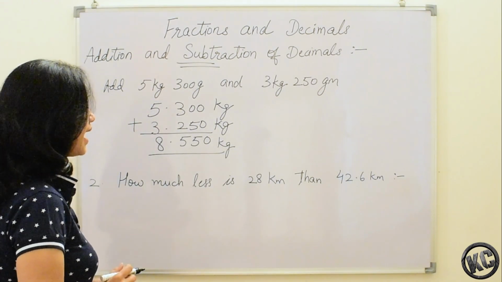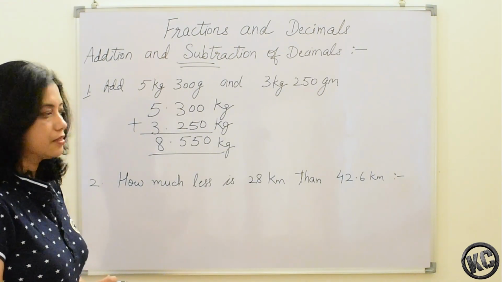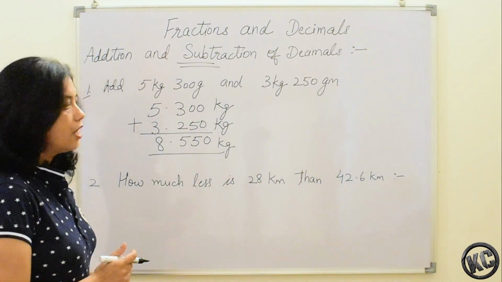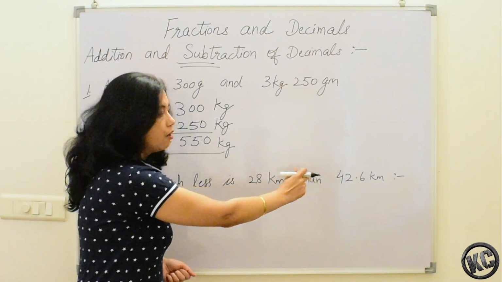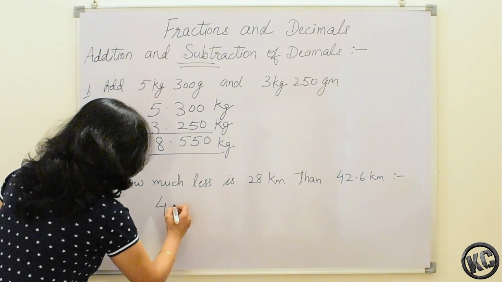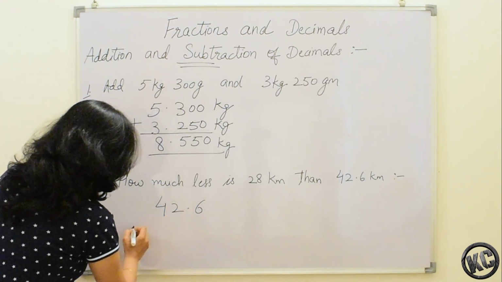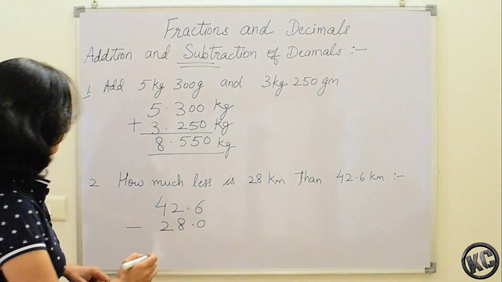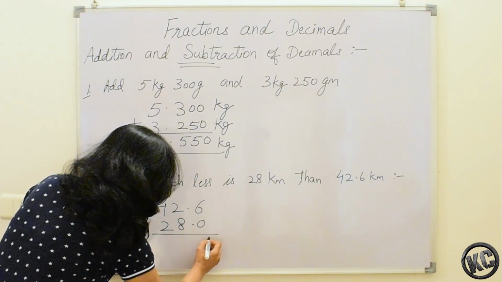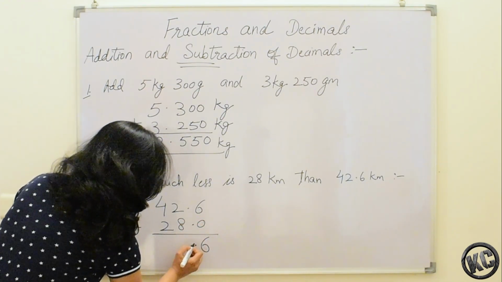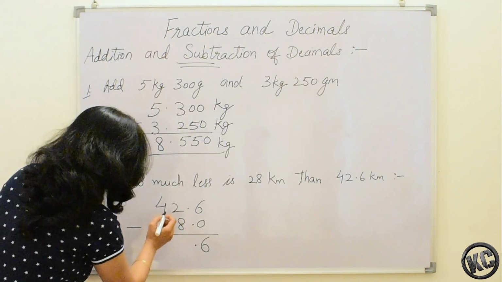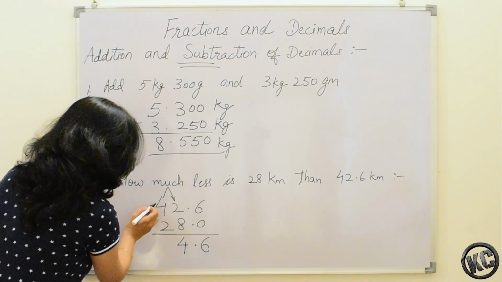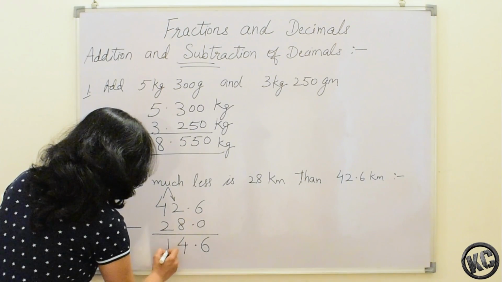How much less is 28 kilometers than 42.6 kilometers? So we have to see what is the difference between them. How much is this much less from this? What we will do? We will subtract them. Subtract 28, we can write like this, 28.0. Now we will subtract them. 6 minus 0, write the point below the point. They should be in one line. Now we will carry 1 here. This becomes 12 minus 8 is 4. Here we are left with 3. 3 minus 2 is 1.